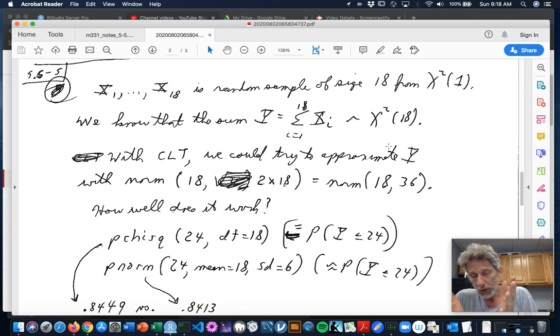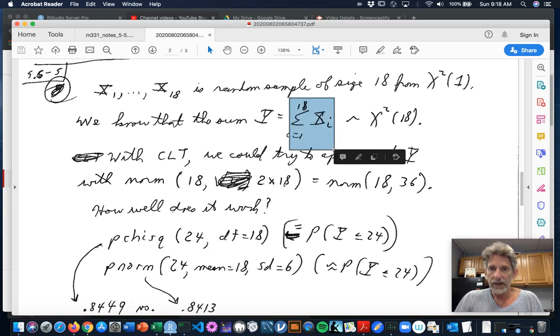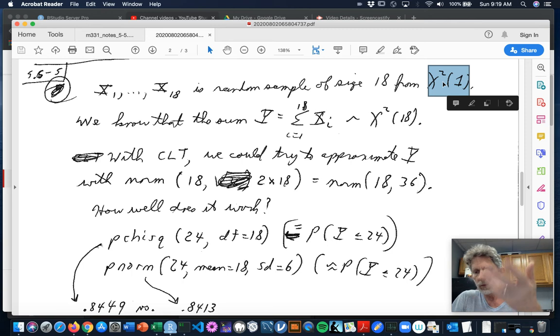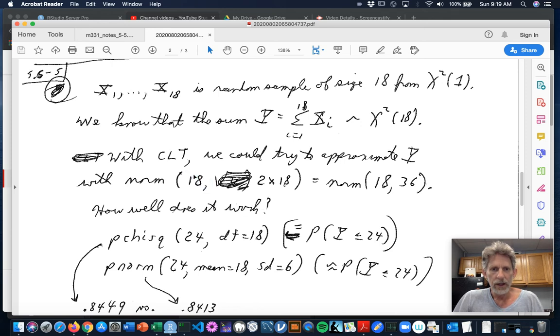But if we didn't know that bit of statistical theory, we could try to use the central limit theorem to approximate probabilities for the sum, capital Y, because it's the sum of 18 independent samples from an underlying distribution. It's a sum of a random sample, and so we could approximate it as normal, with mean equal to the mean of the sum, so that would be n times the mean of the underlying distribution. Chi-squared with 1 degree of freedom has a mean of 1. 18 times that is 18. Okay.